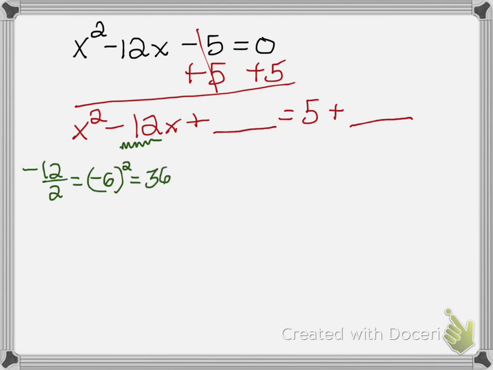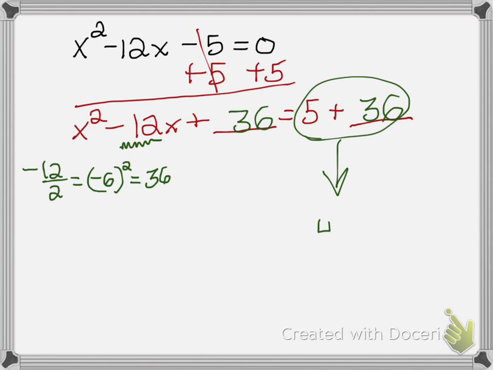And then like the cheer says, take half of b and square it, then add it to both sides. So I'm going to add 36 to both sides of the equation. When I do that over here on the right side, 5 plus 36 will give me 41.